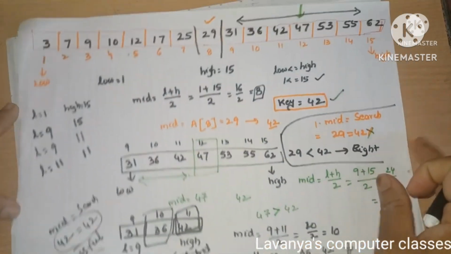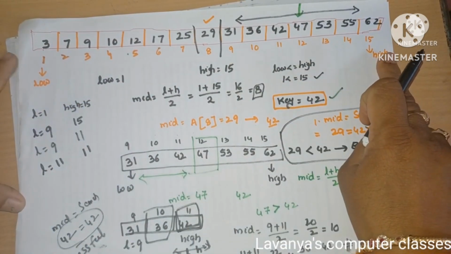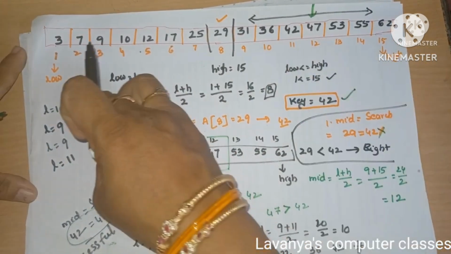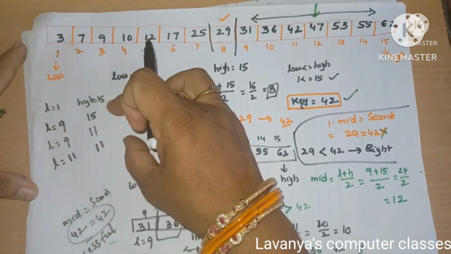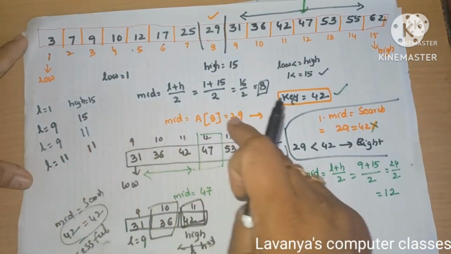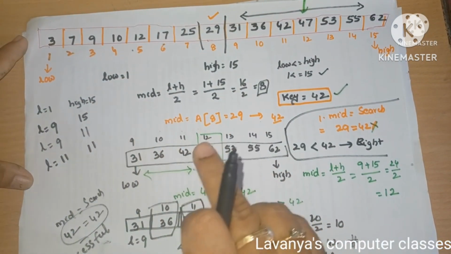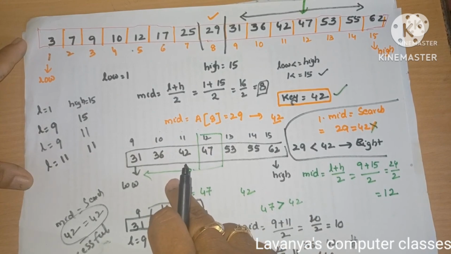Binary search. See here, out of 15 iterations, 15 values are there. But 1, 2, 3, 4, within 4 searching, 4 iterations only, we get that successful search. This is the main advantage of binary search.